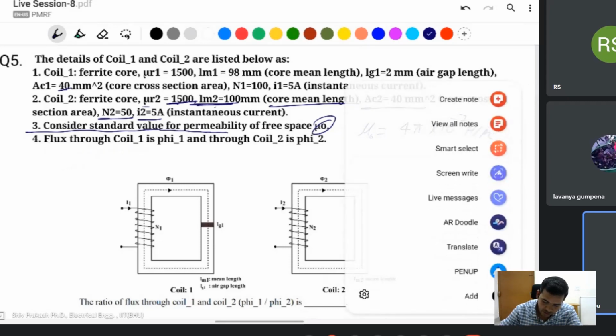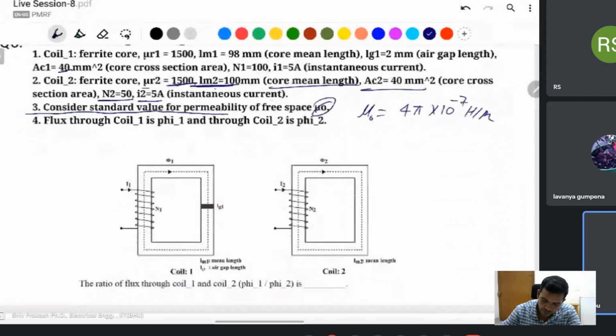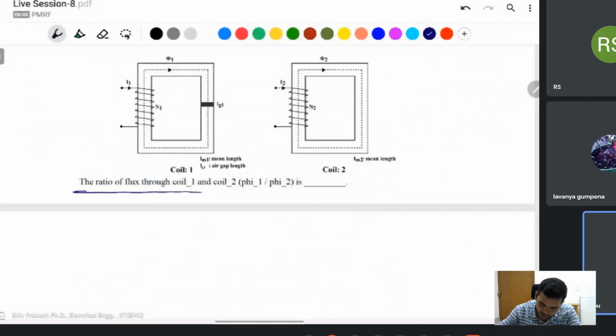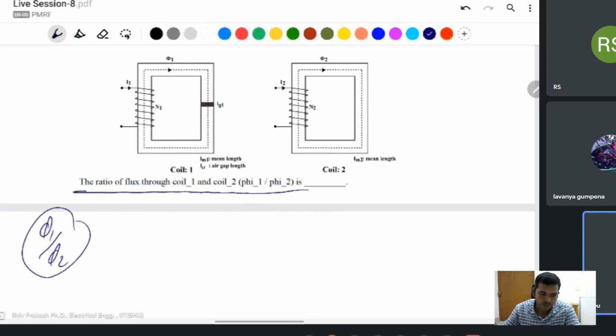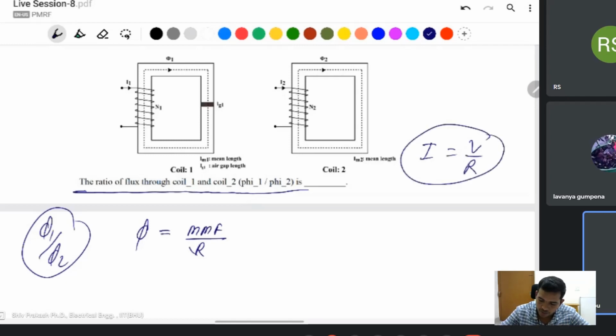Then the flux in coil 1 is phi 1 and in coil 2 is phi 2. What will be the ratio of flux phi 1 and phi 2? That is what is asked in the question. You know that in a magnetic core, phi is the MMF divided by reluctance, like current equals V by R. The current is related to the flux, V is related to the MMF, and R is related to the reluctance. MMF is N into I.